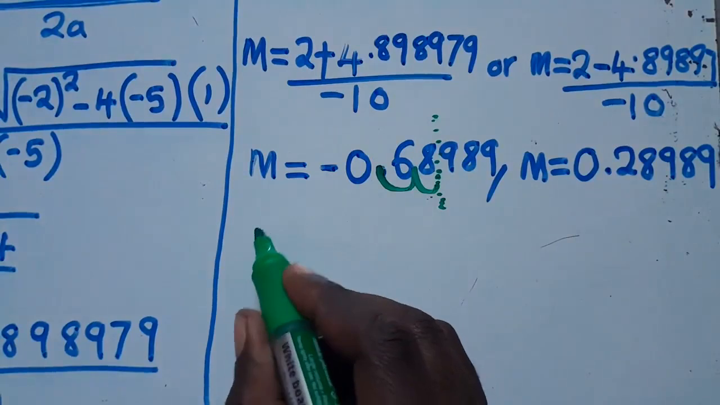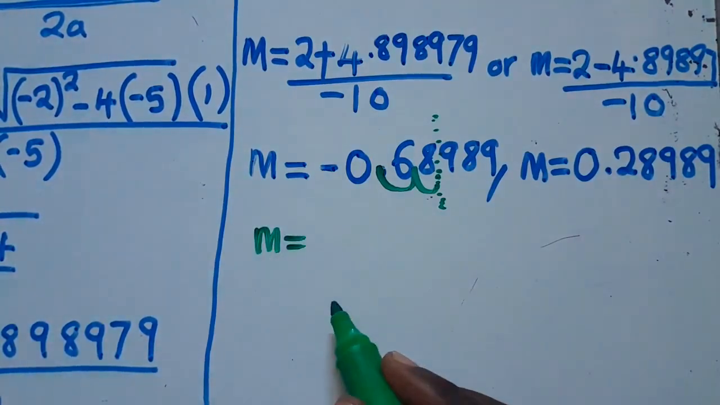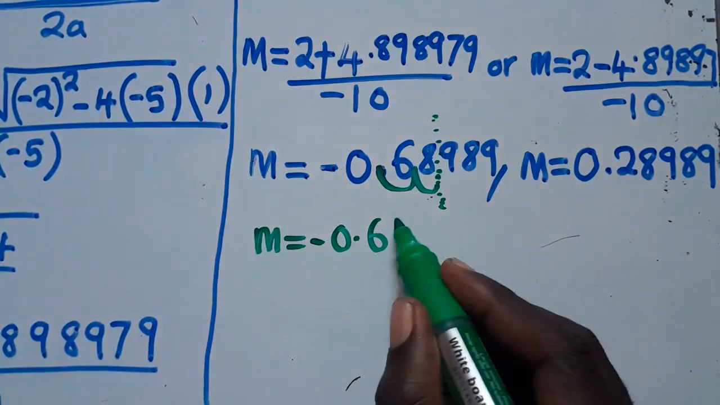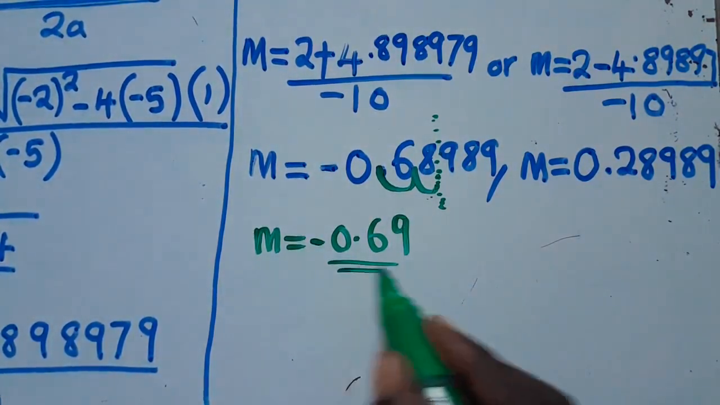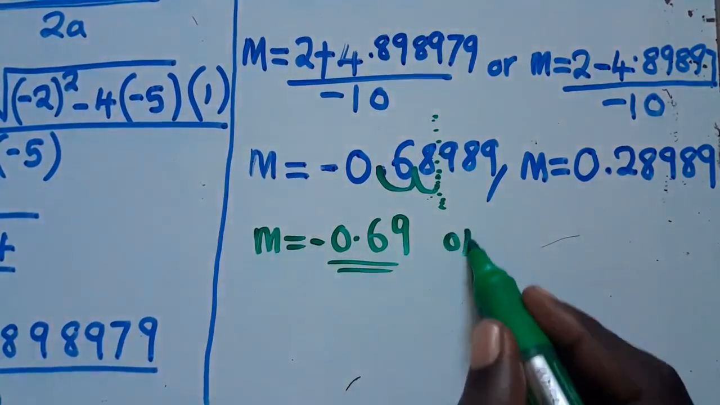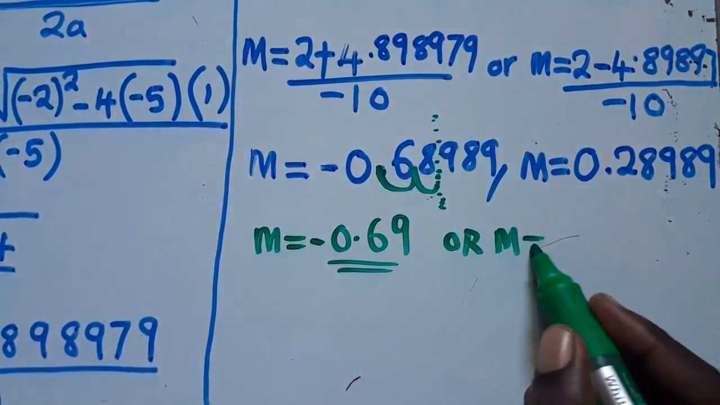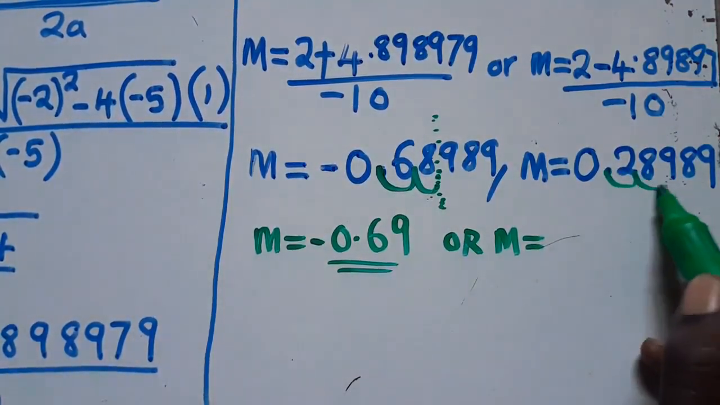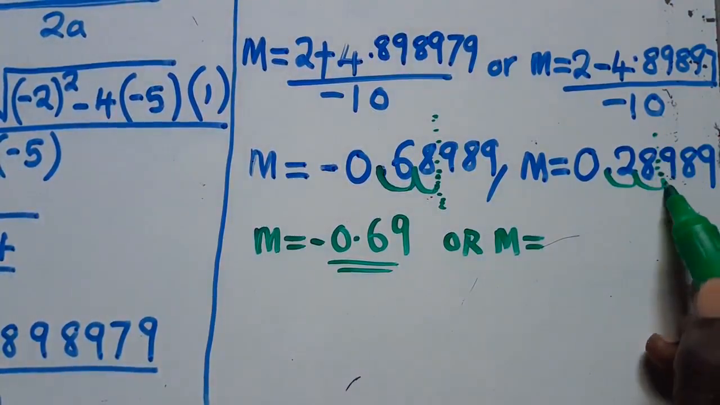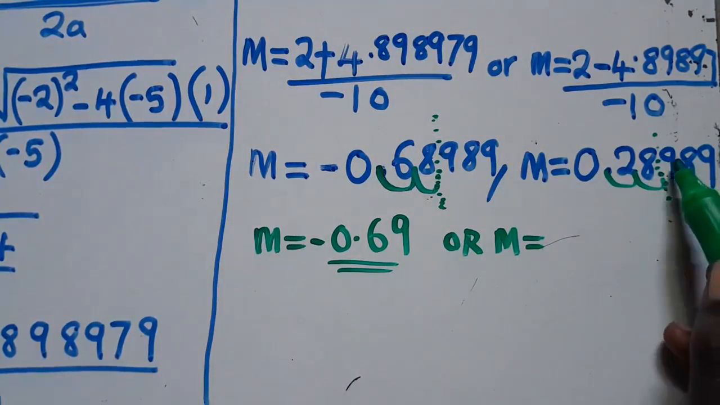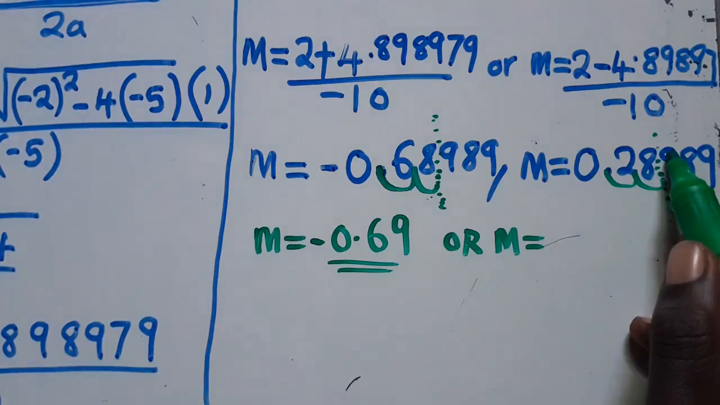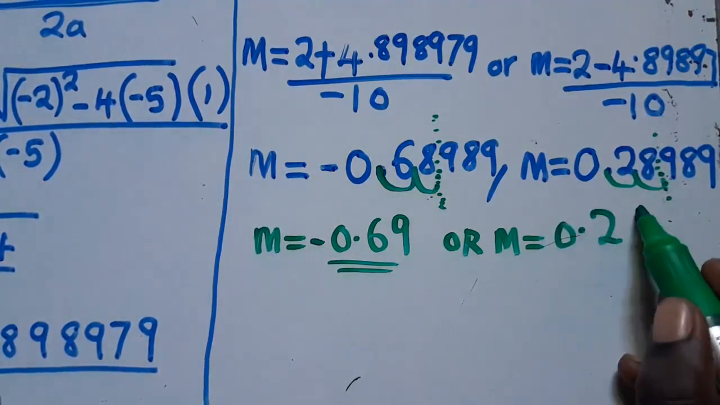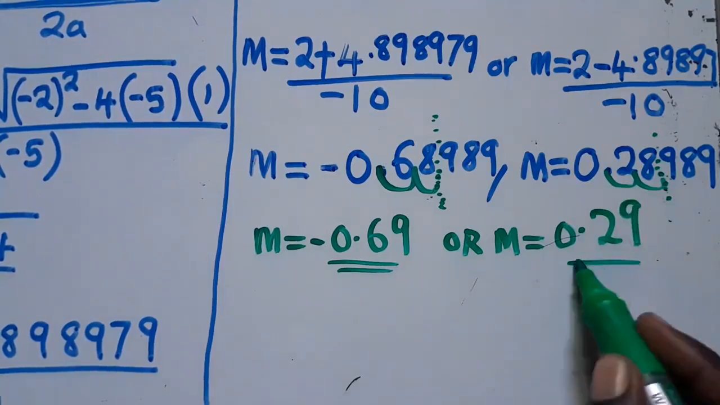So we are going to say m is equal to negative 0.69. So this is your answer. Or m is equal to what? Here, 2. From here you move 1, 2. The boundary line is here. So is this greater than 9? Yes. Greater than 5? Yes. 1 put there. So 0.29. This is your answer.